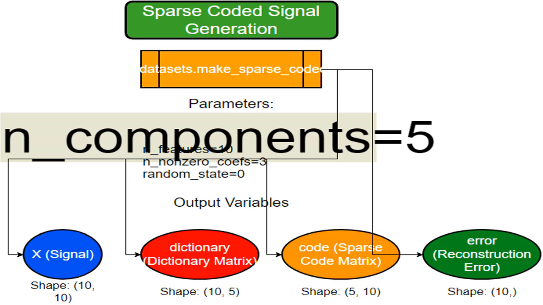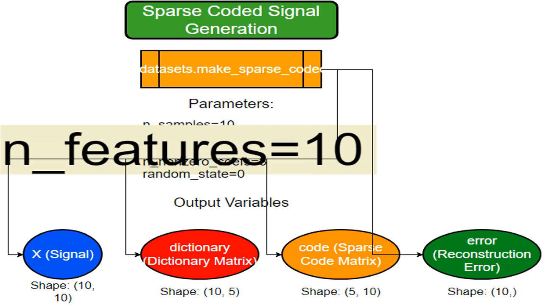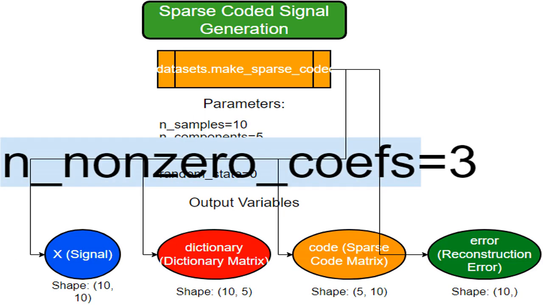Think of them as the basic ingredients to make the signals. Each of my signals will have 10 characteristics or features. Each feature could be something like the intensity of a color in an image. Each signal will use only 3 of the 5 building blocks to create them, ensuring sparsity. It's like using only 3 ingredients from the 5 available to make a dish, keeping things simple.